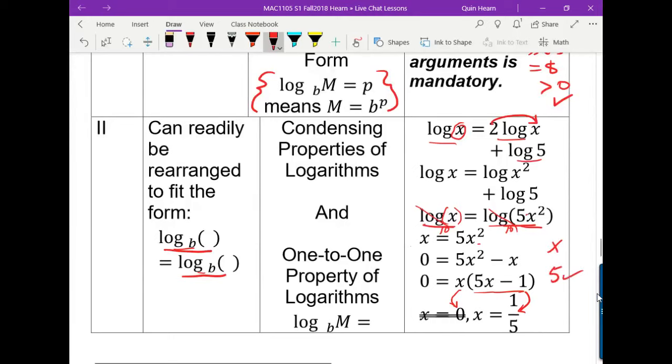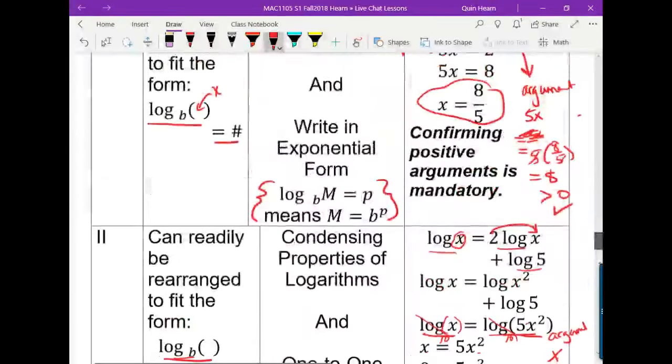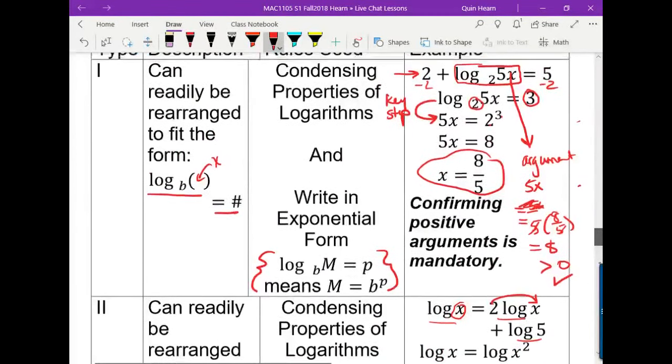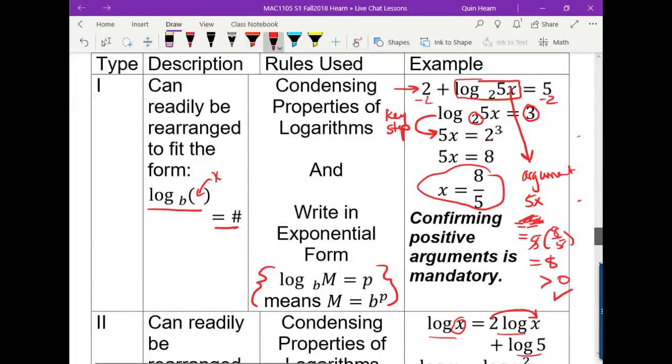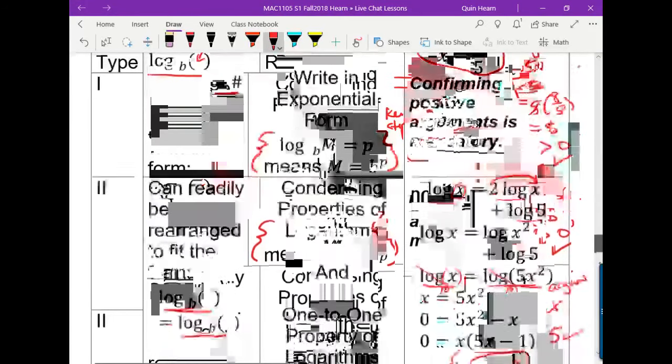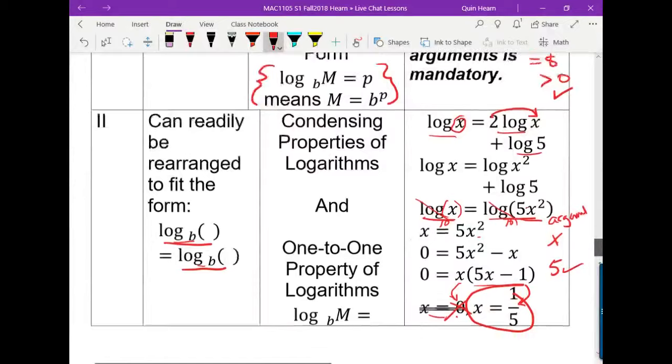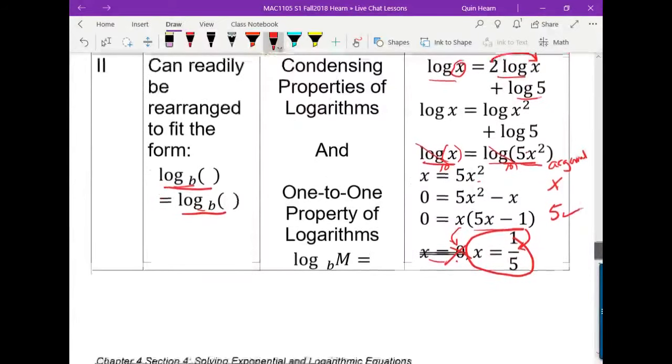But again, checking that the argument is positive is a mandatory step. And if you notice, our arguments are x and 5. 5 is okay no matter what, but x is dependent on what we pick for x. So if x is 0, that would cause our argument to be 0. And our argument cannot be 0, so we have to throw that out. But our argument can be 1/5. That's still greater than 0, so we're good there. So the only solution to this equation would be 1/5.